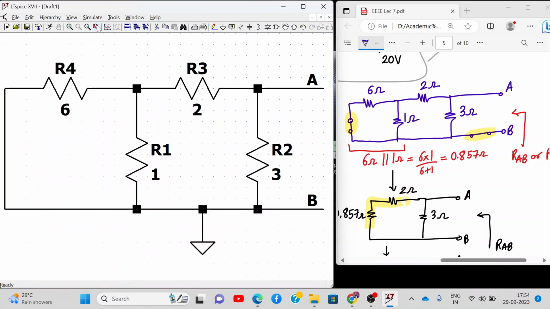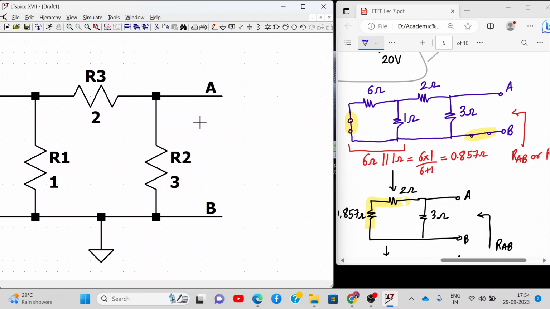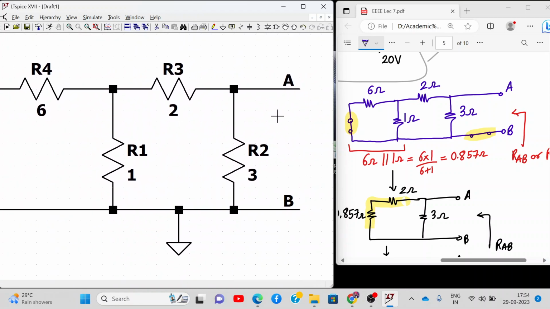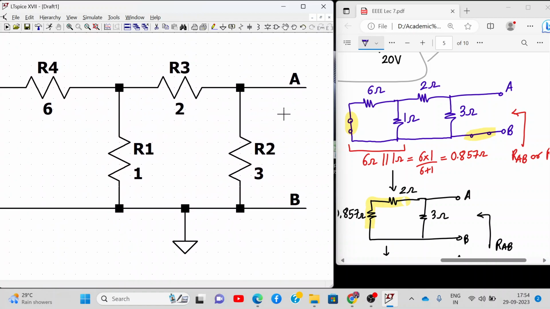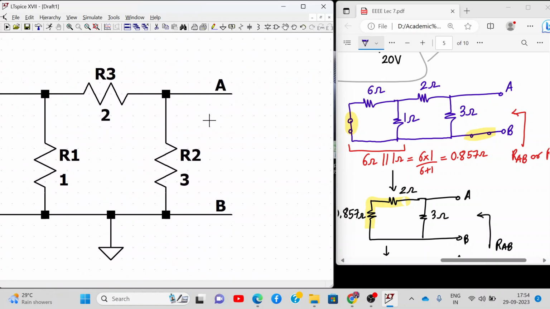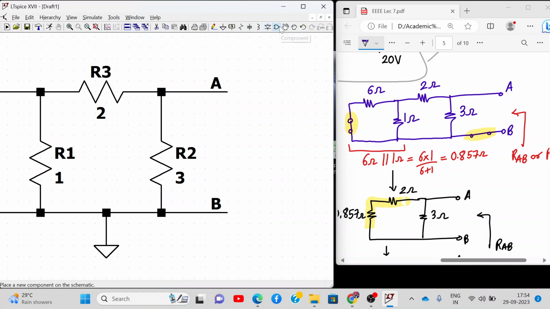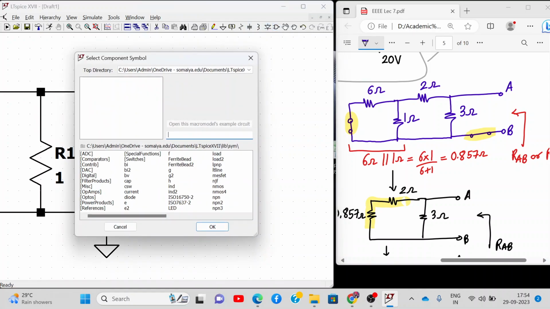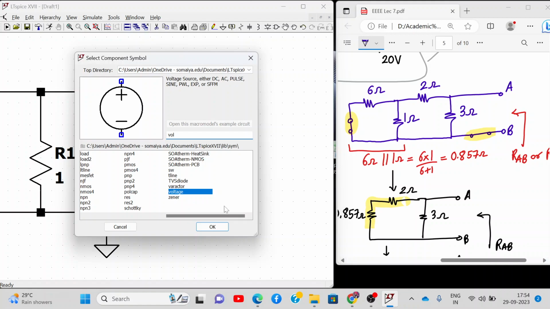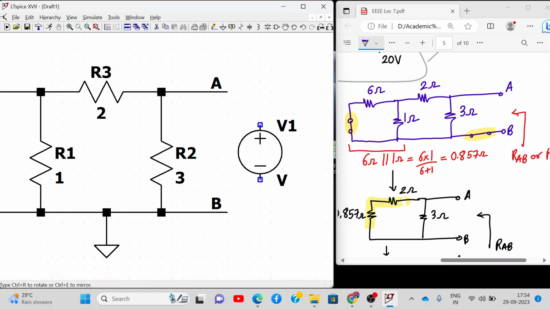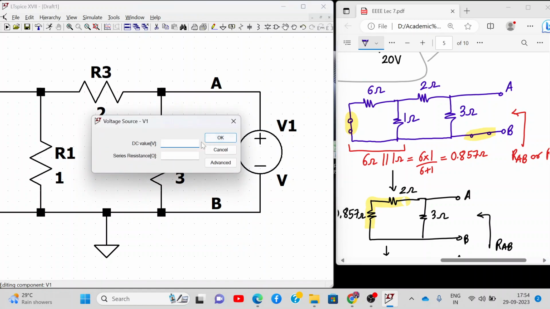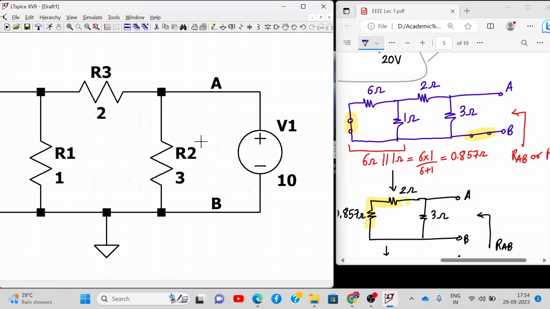Now, in order to find equivalent resistance, there is no ohmmeter or an instrument or a device which will measure resistance directly in LTspice. So what we will do is, we'll connect a voltage source of fixed, known value, and we'll find the current flowing through that voltage source. That itself will give you equivalent resistance. So let's say this is my test source, and we'll evaluate the current flowing through this test source. Let's say the value of the voltage over here is 10 volt.